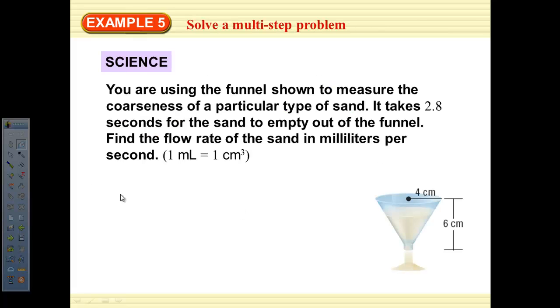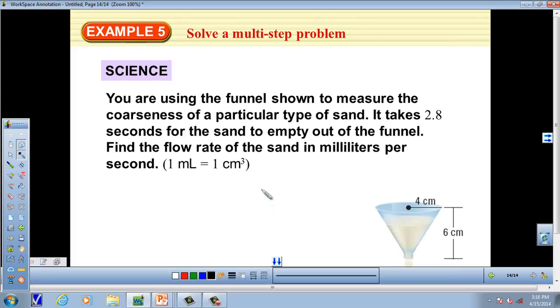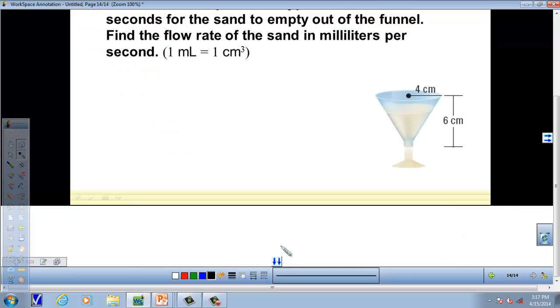For this next one, it's sort of an applied problem. What we're going to have to do, if we look, 1 milliliter is the same as 1 cubic centimeter. So when we do this, we can write it in terms either way. Let's see. So we want to find the flow rate of the sand in millimeters per second. It says it takes 2.8 seconds for the sand to empty out of the funnel. So the first thing we want to do is figure out the volume of the funnel.